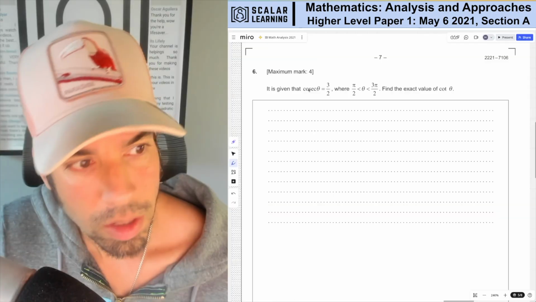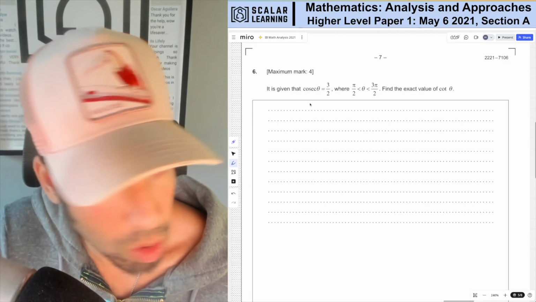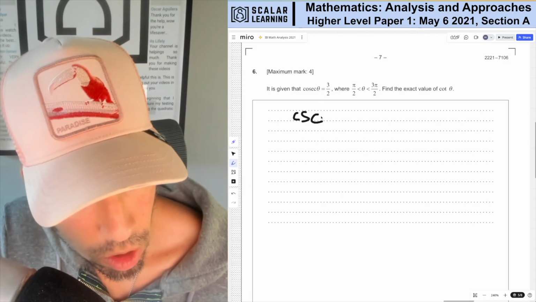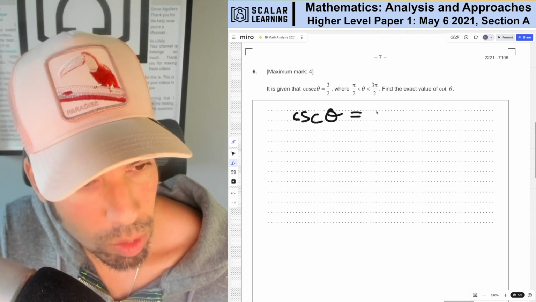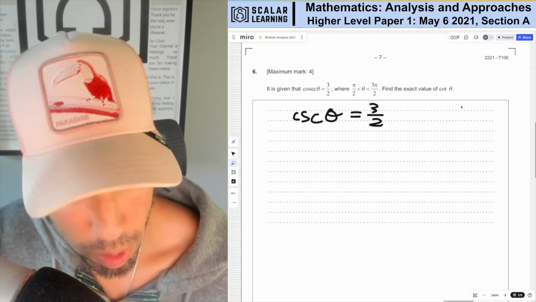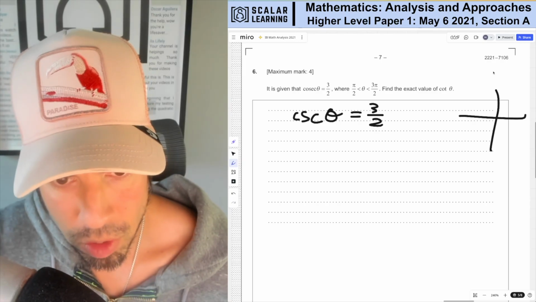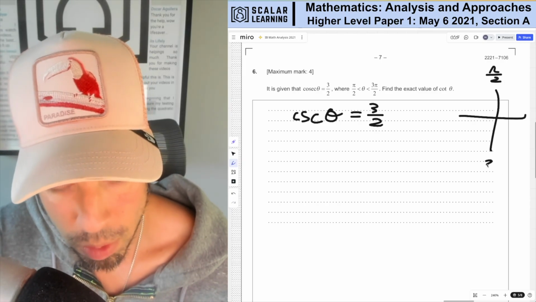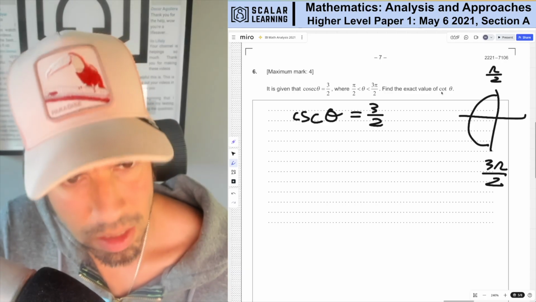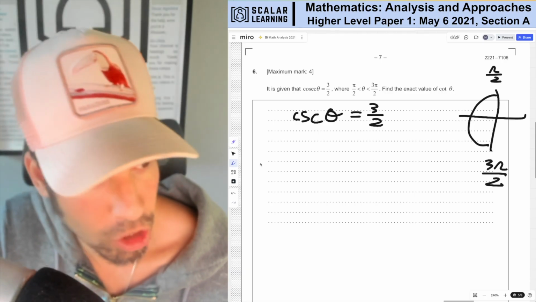Done. Number 6, it is given that cosecant of theta is equal to 3/2, where theta is in between pi halves and 3 pi halves. By the way, just so you remember on the unit circle, this would be pi halves up here. This would be 3 pi halves up here. So we're talking about quadrants 2 and 3. And it says find the exact value of cotangent of theta.